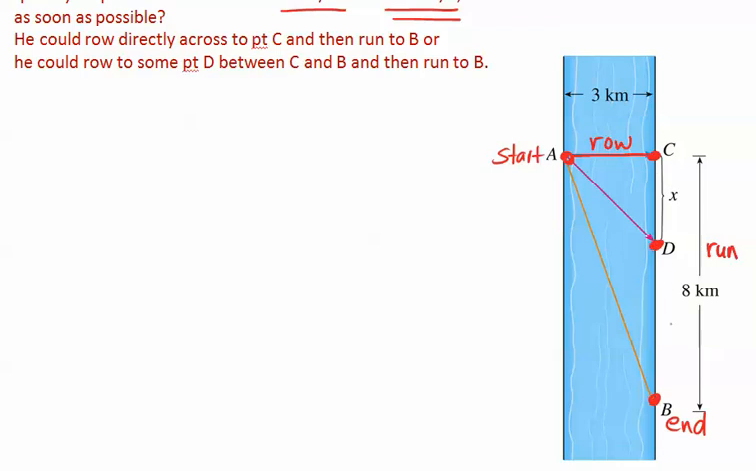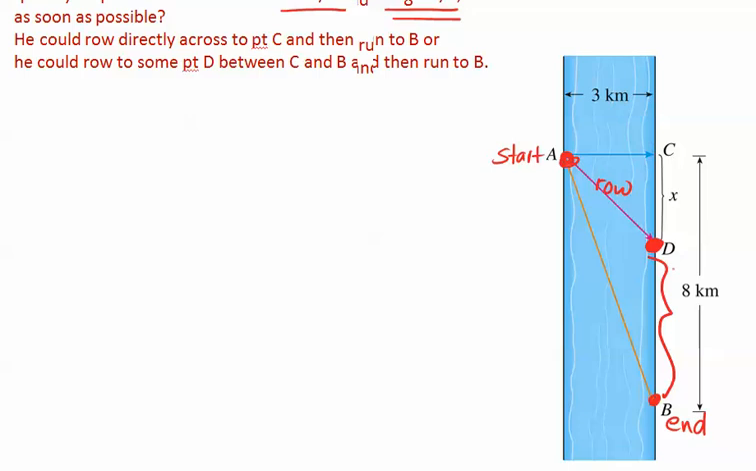Point D could be on a slider. So point D could move anywhere from C to B. So his other option would be to row from point A to point D somewhere downstream, and then he would have to run this remaining distance. So some combination of rowing and running. Perhaps he could row the entire distance and do no running at all. So we've got some options here.